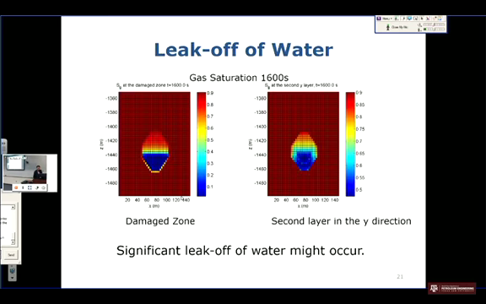We define the damage zone as the area near the small or local fractures. When you look at the water saturation of the damage zone, we have a high water saturation. Also, when you look at the water saturation at the second layer, we also have a significant water saturation. So we can expect a significant leak-out of the water to the formation.